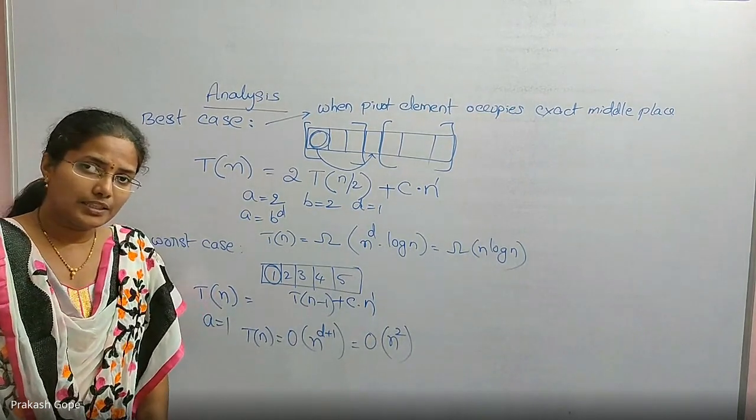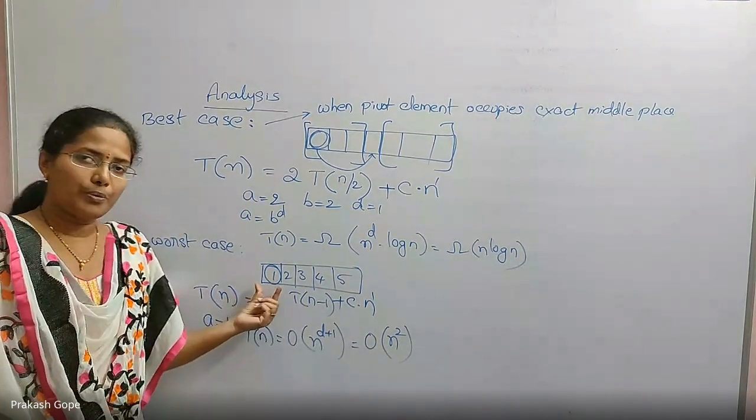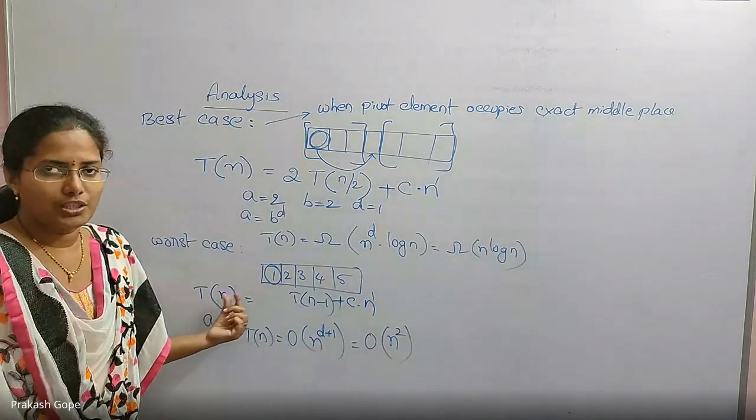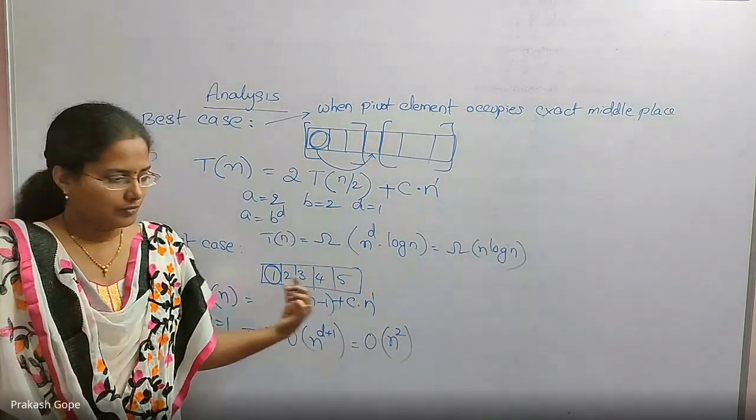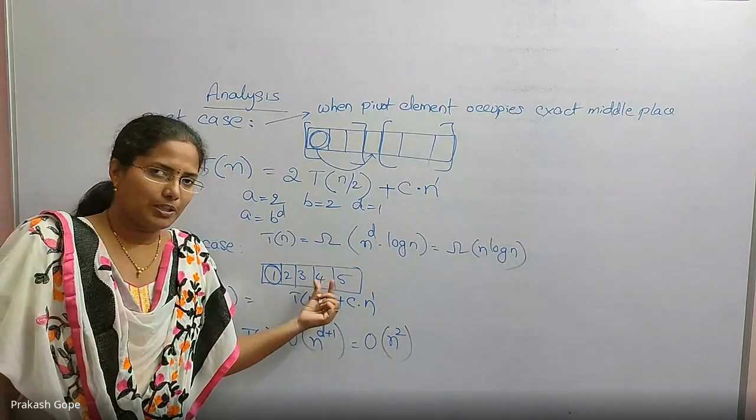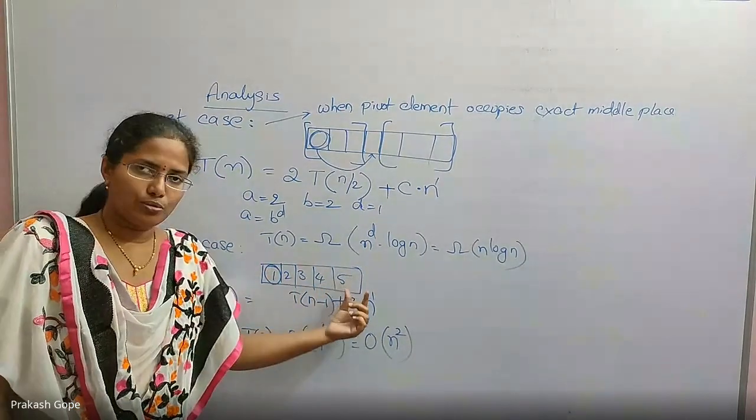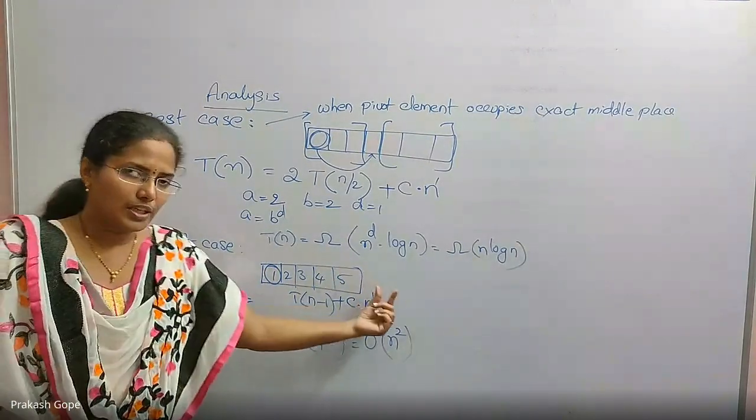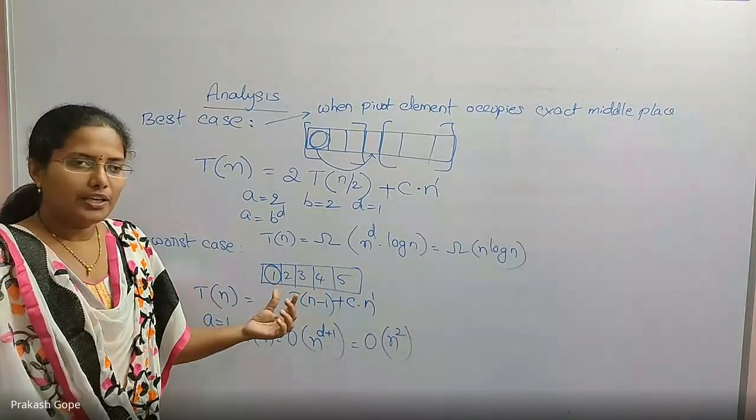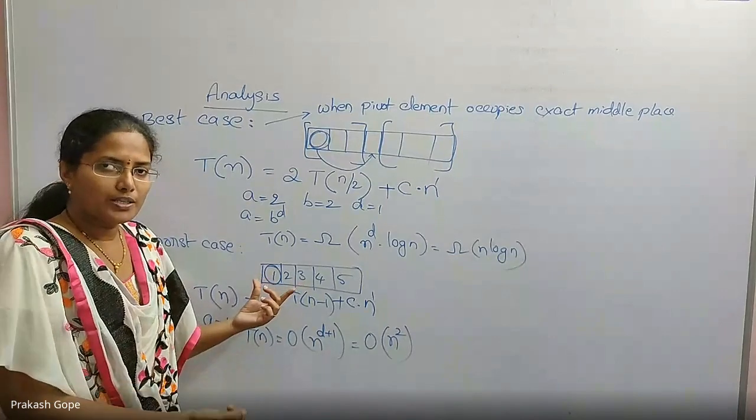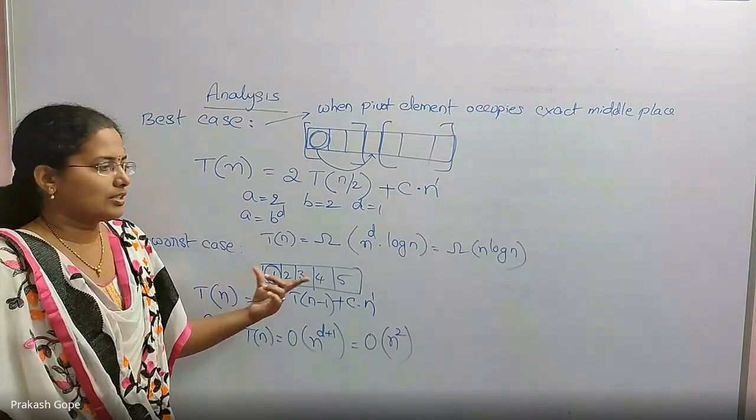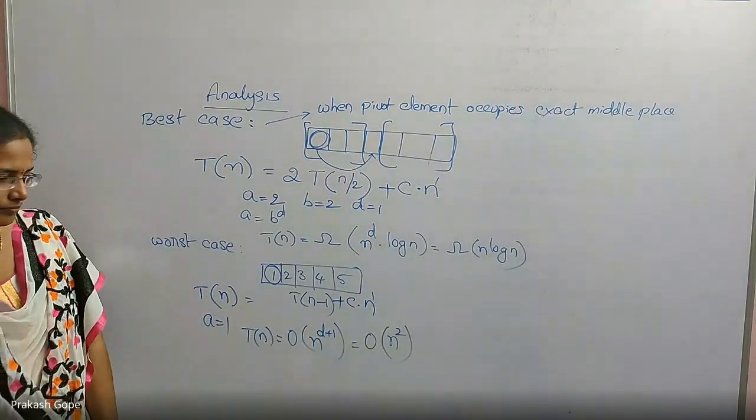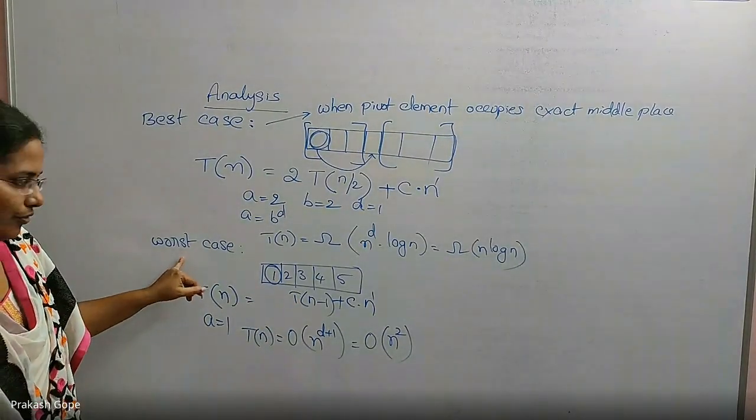And when does it occur? Whenever your pivot element will occupy one of the extreme positions in the array. It is not going to the exact middle place or dividing the array into two equal halves. It is going to the extreme position of this side or that side, dividing the array into two parts. One part is 0 elements, the other one has n minus 1 elements. And this is the worst case.